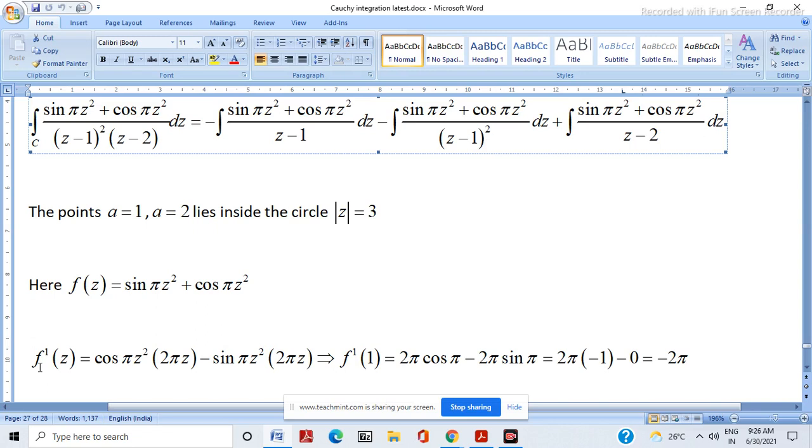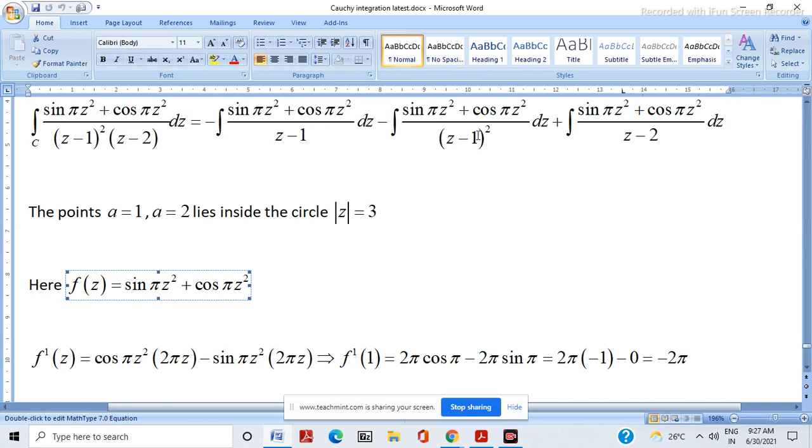Then first we find out what is f dash of z. What is our f of z? f of z is sin pi z square plus cos pi z square. Differentiate that. Then what do you get? Differential of sin is cos pi z square. Again we should differentiate pi z square, which gives 2 pi z. Now what is differential of cos? Minus sin pi z square into differential of pi z square, which is 2 pi z.